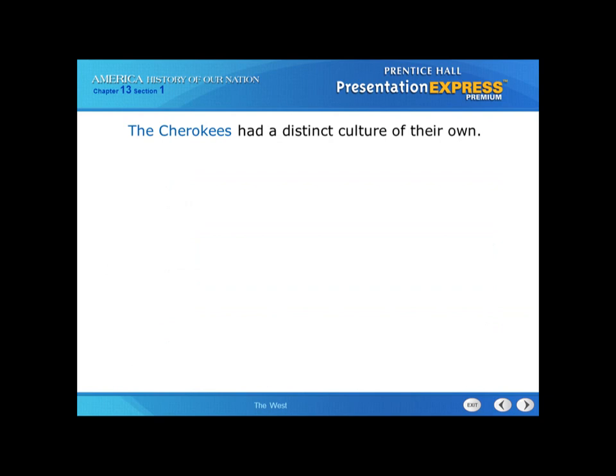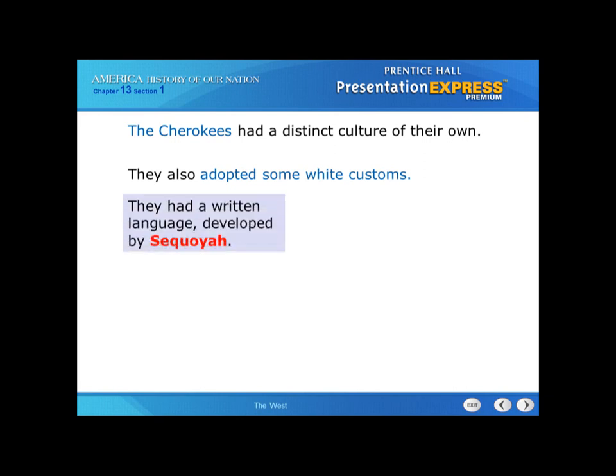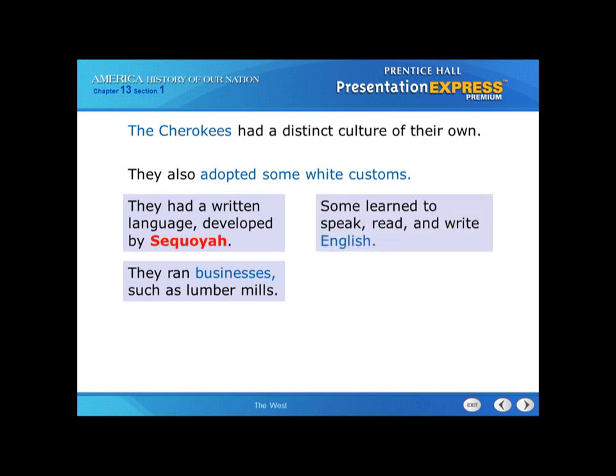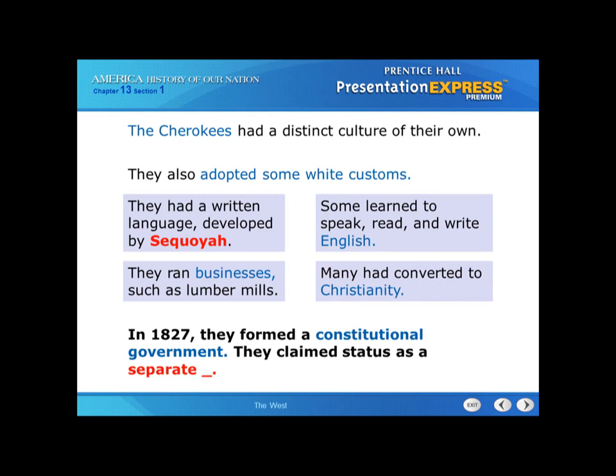The Cherokees had a distinct culture of their own. This is why there was so much pressure on them to move westward. They had adopted some white customs. They had a written language developed by Sequoyah. They ran businesses such as lumber mills. They were profitable. Many people thought if you can push the Cherokee Nation west, you would get their lumber mill. Many Cherokee learned to speak, read, and write English, and many had converted to Christianity. In 1827, they formed a constitutional government. They claimed status as a separate nation.